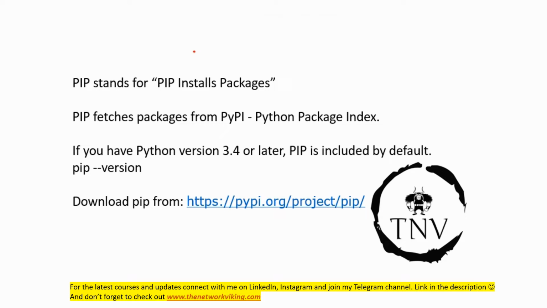Let's talk about pip. Pip stands for "pip installs packages," and pip fetches packages from PyPI, the Python Package Index. So when you run a command like pip install and then the package name, it fetches it by default from PyPI, the Python Package Index, like I showed you in the first video of the series. Don't worry about that. I'm going to show you how to run those commands today.